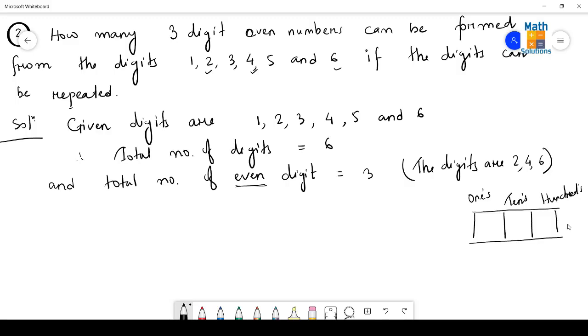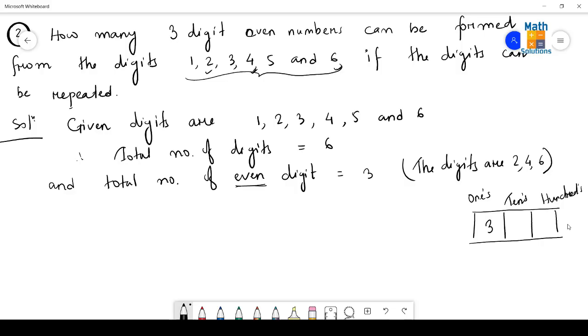So there are how many ways? As we are having 3 even digits in this given number of digits, we can put 3 options. Means once I can choose 2, once I can choose 4 and once I can choose 6. So any one of these 3 will be valid for ones place. So there are 3 possible options.